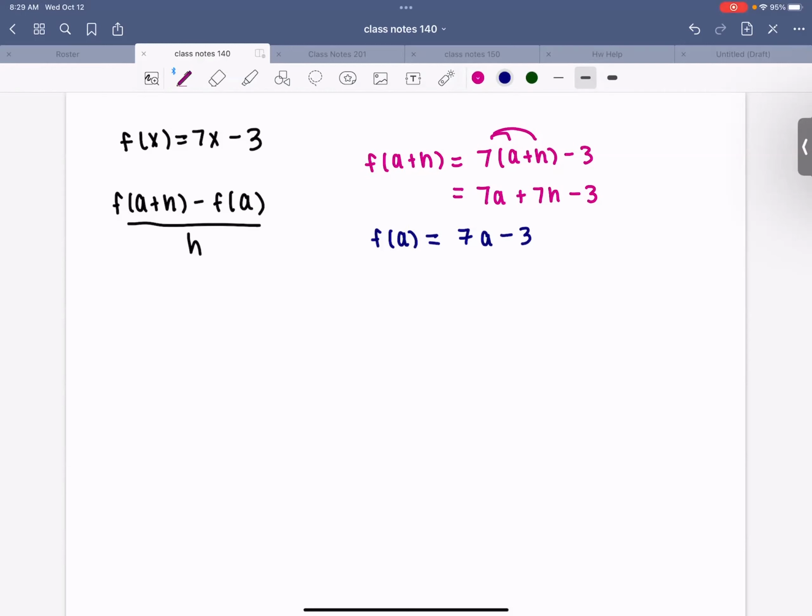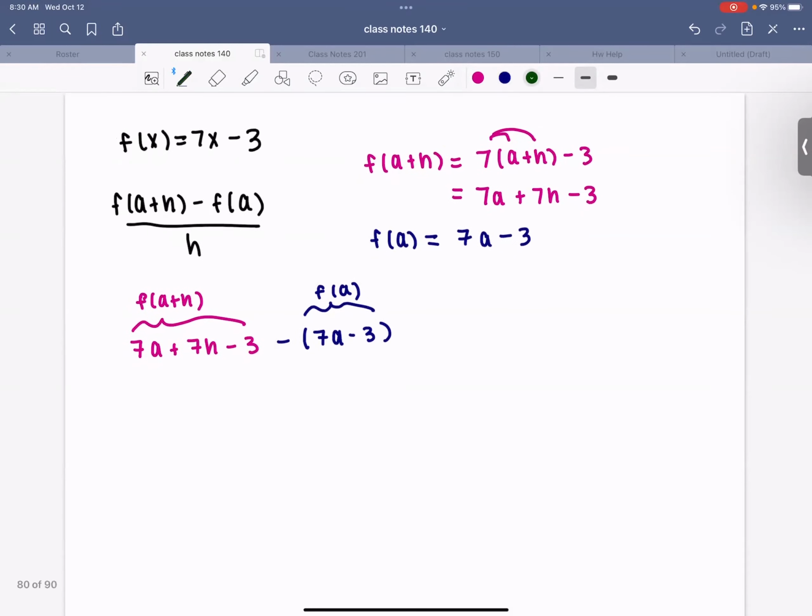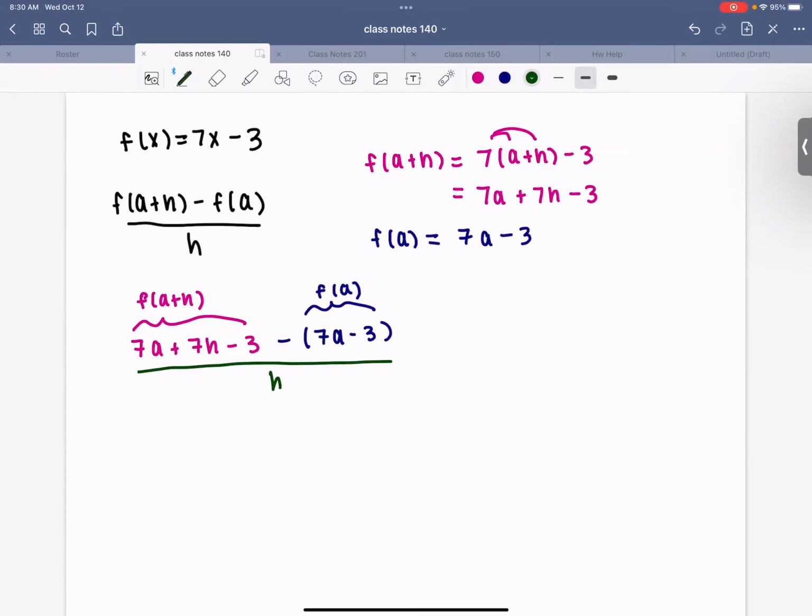Now that I have these parts, I know I have to subtract them. So I'm just going to do f of a plus h, which is 7a plus 7h minus 3. That was f of a plus h, right? I know that I'm subtracting off f of a, and I should probably put in parentheses because I'm subtracting off an entire group of items. So minus 7a minus 3, and this is f of a. And I'm putting it all over h, which was already in the question, right? So all over h. Does that make sense so far?